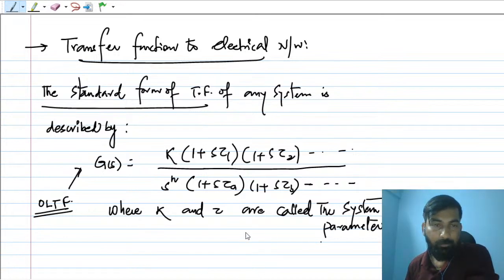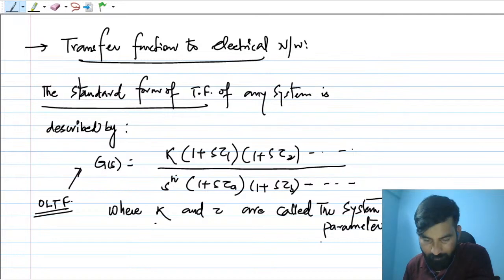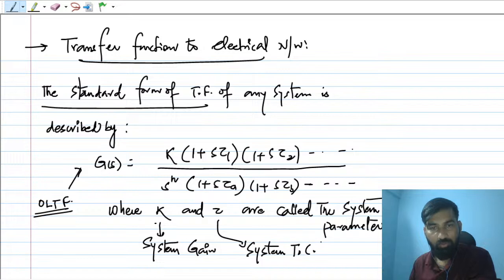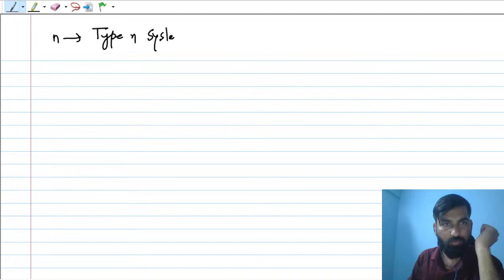So K and τ are called the system parameters, that you have to keep in mind. And this n, keep in mind this n, n is basically the type of the system. K is nothing but the system gain, and τ is nothing but the system time constant, okay. This is very important, and n tells you the type of the system. You can say this is a type n system, okay.